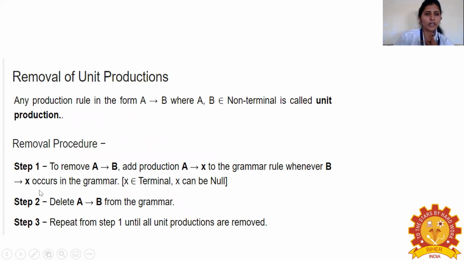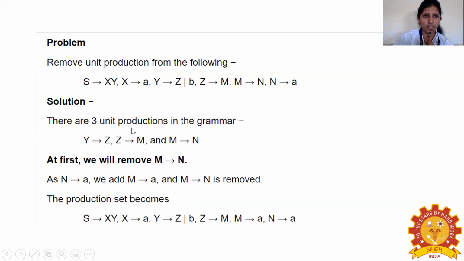In step 2, we delete A to B from the grammar. Then step 3 is that we repeat from step 1 until all the unit productions are removed. So what are the unit productions? Unit productions are those where both sides of the arrow have non-terminal symbols, that is capital letters. Then we call this a unit production. So we have to remove this unit production from the given production rules. Okay, so we'll see a problem based on it.